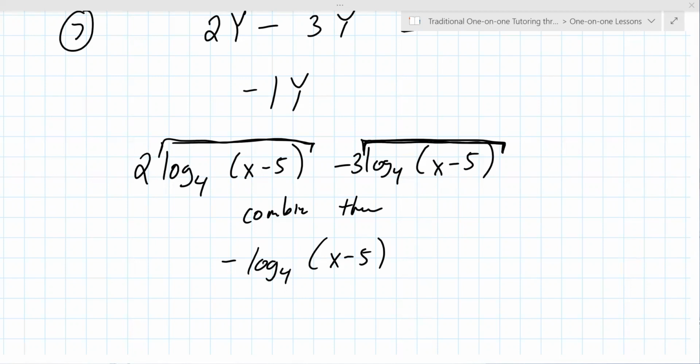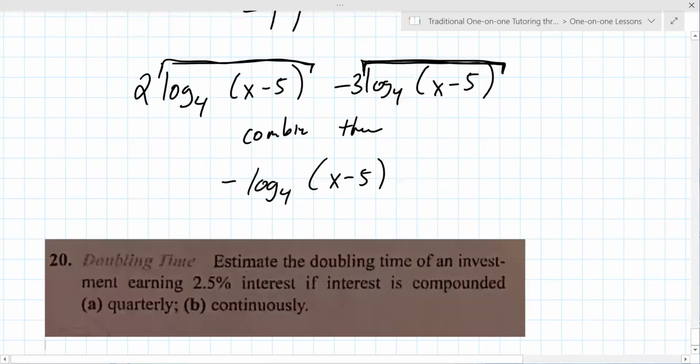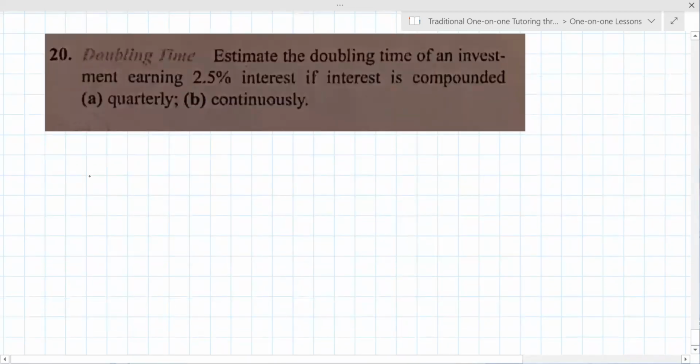Yeah, so this is actually good because it's what I was referring to in number 1, where they don't give you the amount, but you can still do this. So we're going to do B first. Doubling time. They want to know how long it's going to take to double if it's compounded continuously. So that's A equals P e to the rt.